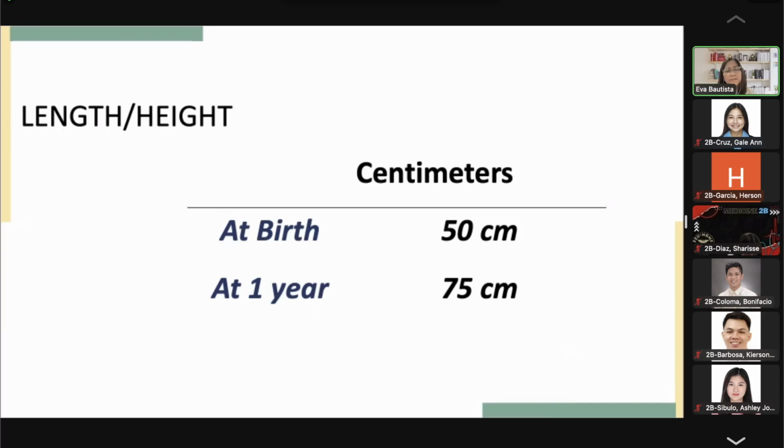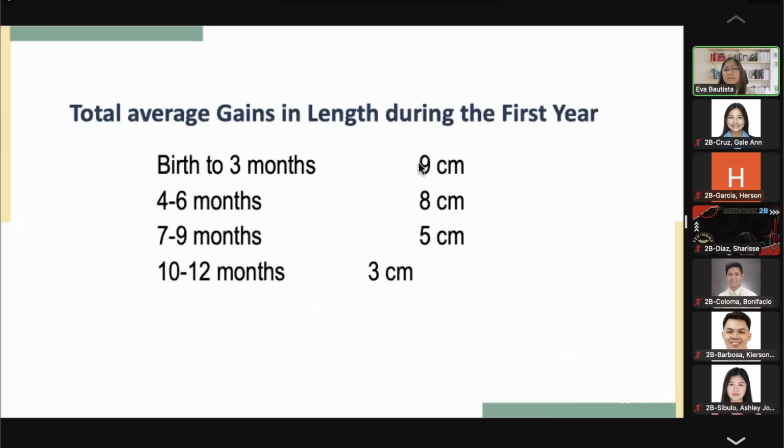So if you get the expected length or height, just like in weight, if there is no given height at birth, then we use the 50 centimeter average measurement at birth. So the 25 centimeters increase in 1 year is actually divided into 4. We have the first 3 months, the second, the third, and the fourth 3 months, the last 3 months, okay? And we distribute the 25 centimeters into 9, 8, 5, 3. So this is something that is fixed.